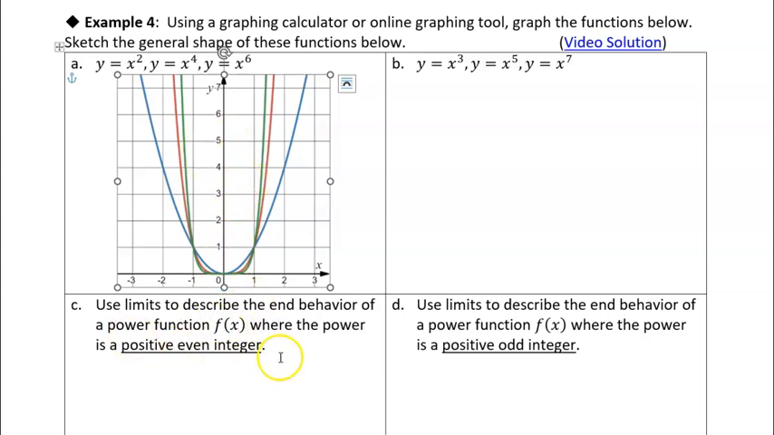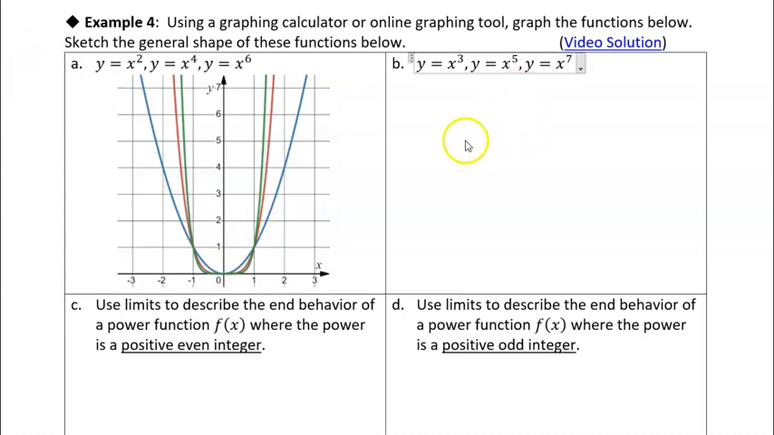And so in part C and D down here, we're gonna describe the end behavior. But you can see that when you have an even power function, right? You have an even power of x. The end behavior is the same, right? It goes to positive infinity, whether x goes to positive infinity or x goes to negative infinity, right? F of x goes to positive infinity.